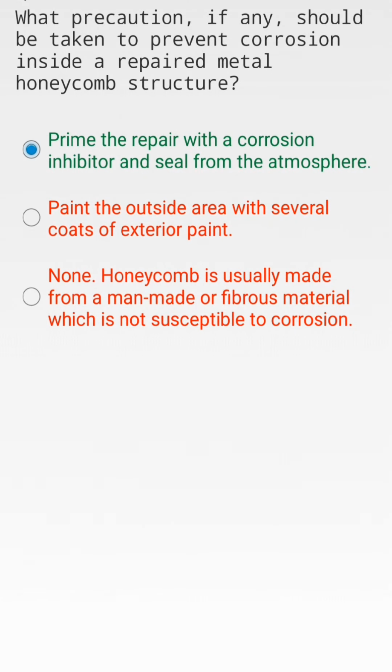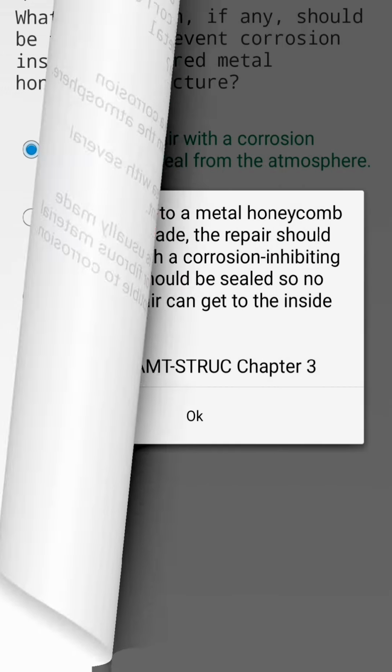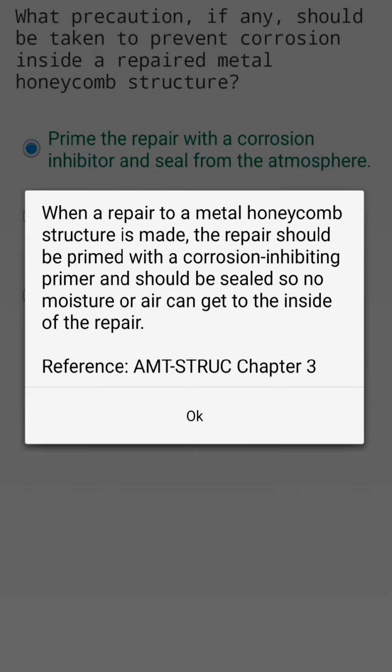What precaution, if any, should be taken to prevent corrosion inside a repaired metal honeycomb structure? Prime the repair with a corrosion inhibitor and seal from the atmosphere. When a repair to a metal honeycomb structure is made, the repair should be primed with a corrosion inhibiting primer and should be sealed so no moisture or air can get to the inside of the repair.